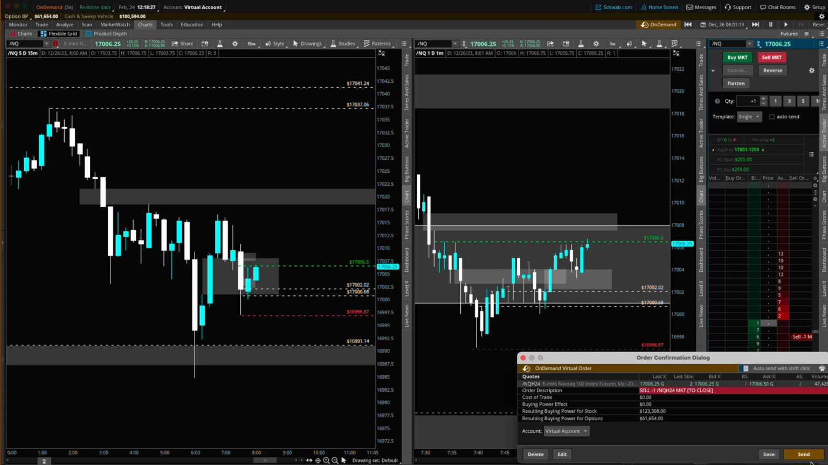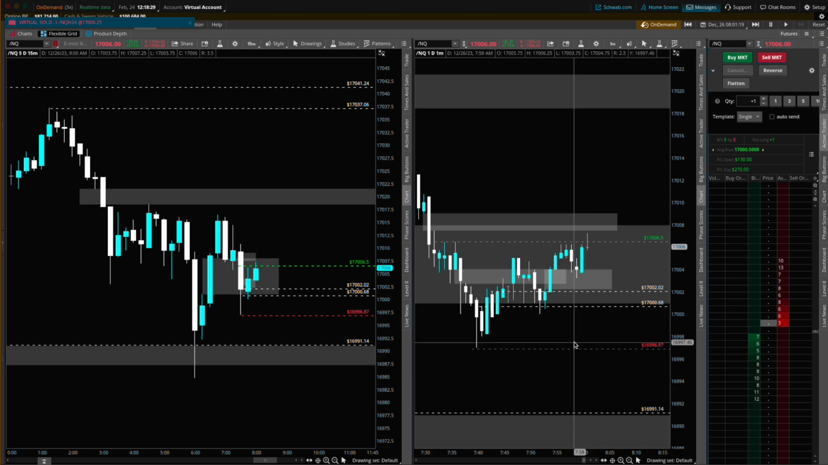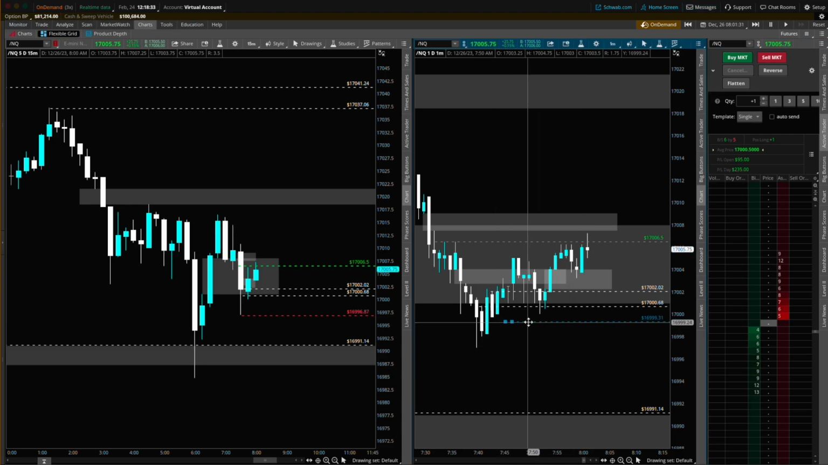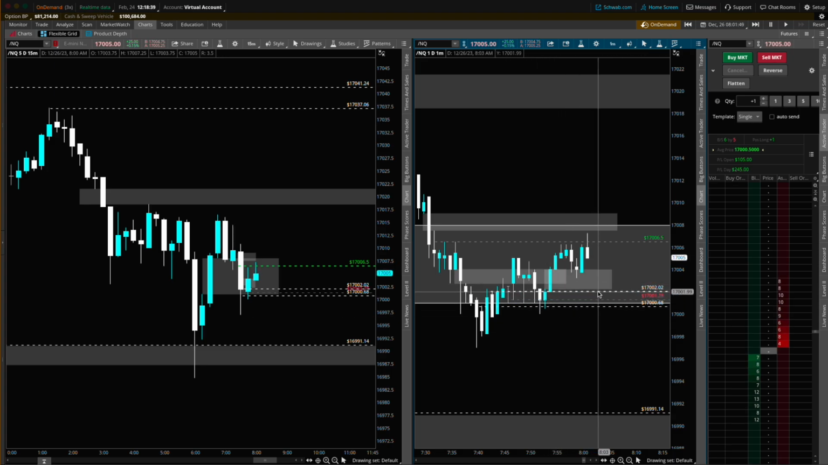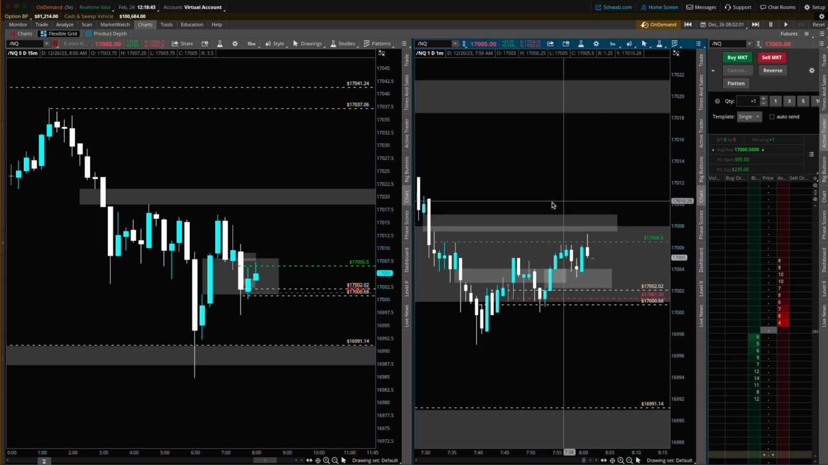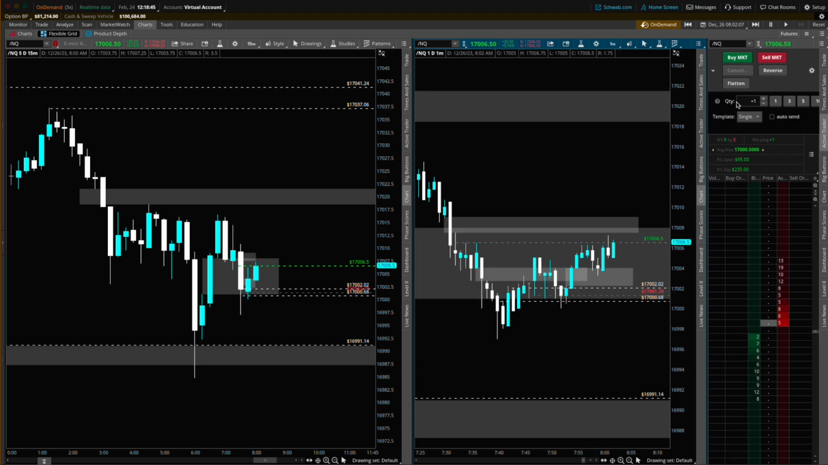Boom, hit. I'm gonna sell one there. Alright, move my stop. Actually, no. Yeah, move my stop loss to break even. I think break even will be somewhere here. If this fair value gap gets taken out, I'm gonna add more.